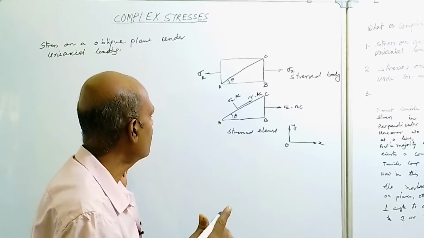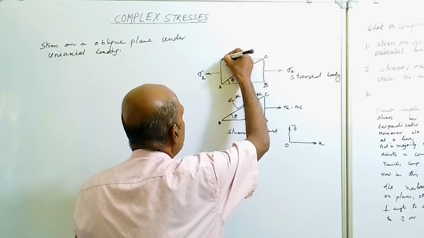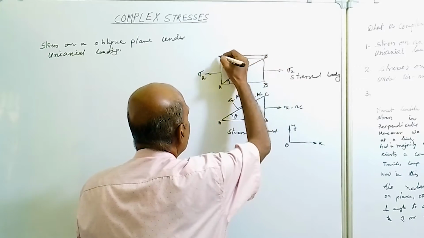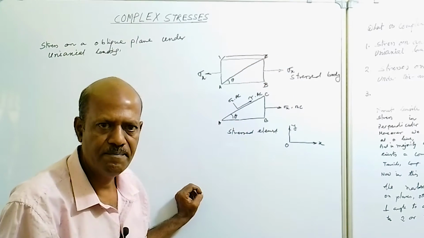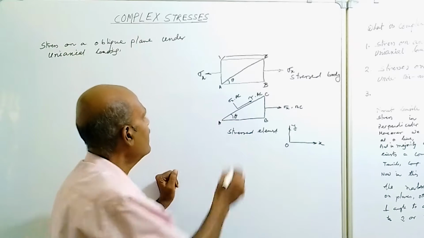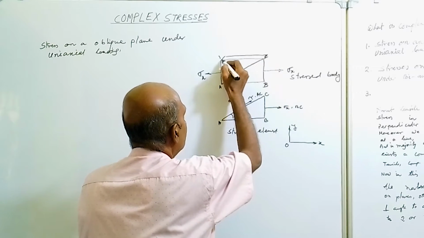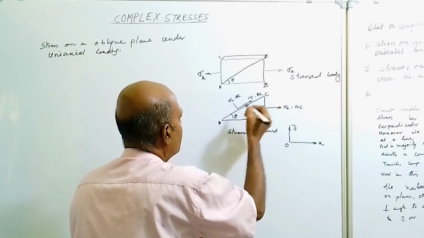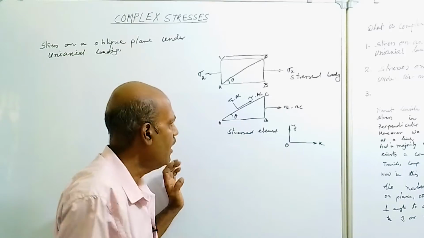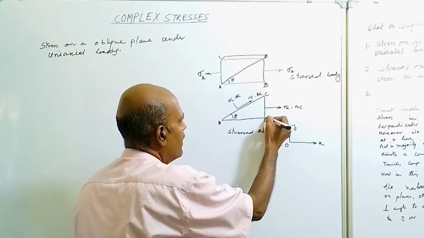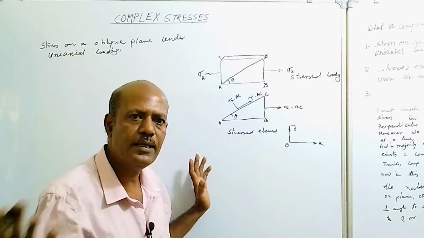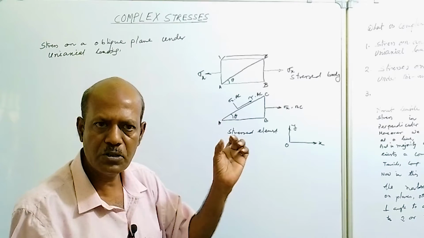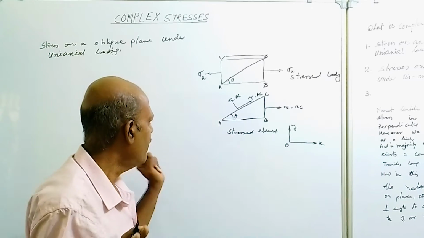Before going to that, we will discuss one more thing. The width of the body is considered as unity, that is 1. So the area of this portion is this length into 1, that is AC into 1. Similarly, the area of this side, that is BC into 1. The area will be equal to the length of the line, if we consider the width of the body as unity.